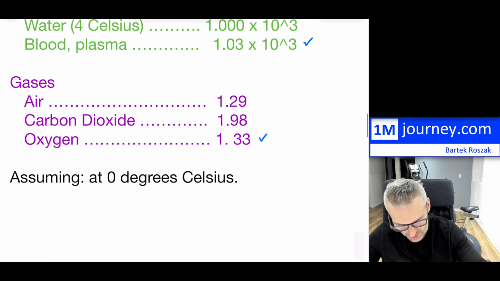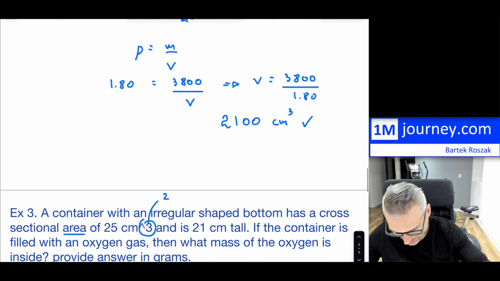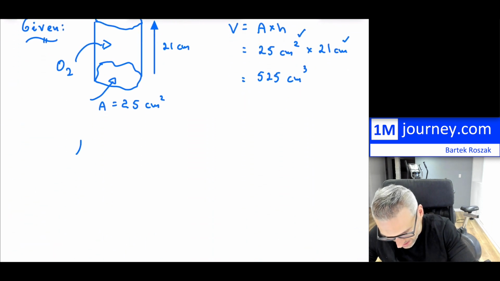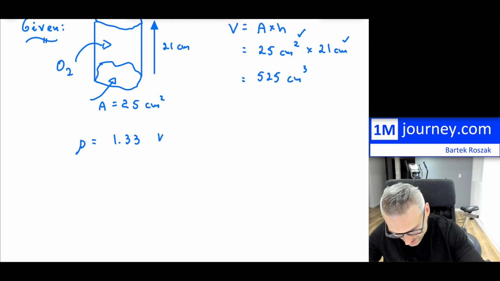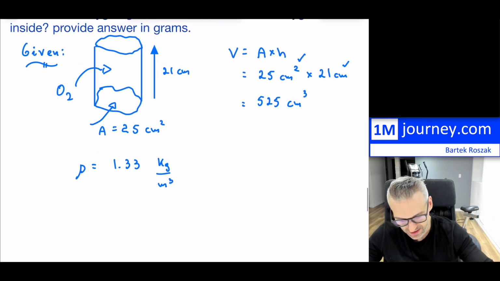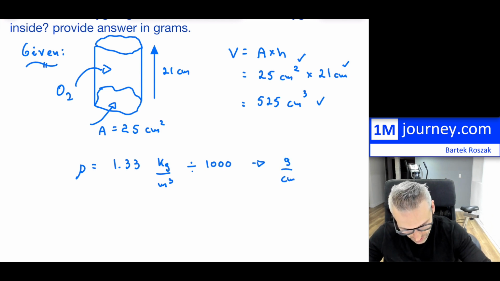Oh, I do. Okay, so it's just 1.33. So notice the density is 1.33, but it is not times 10 to the 3. It's not that dense. You don't have a lot of matter inside there. So this is kilograms per meter cubed. Now, because they want this in grams, and we have our volume in centimeters cubed, it's easier for me to just divide this by 1,000 and change it to grams per centimeters cubed.